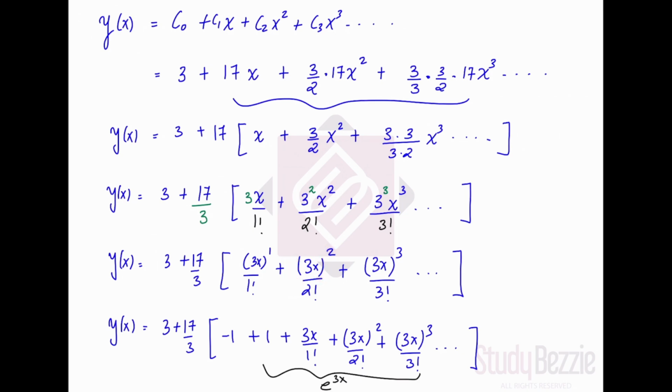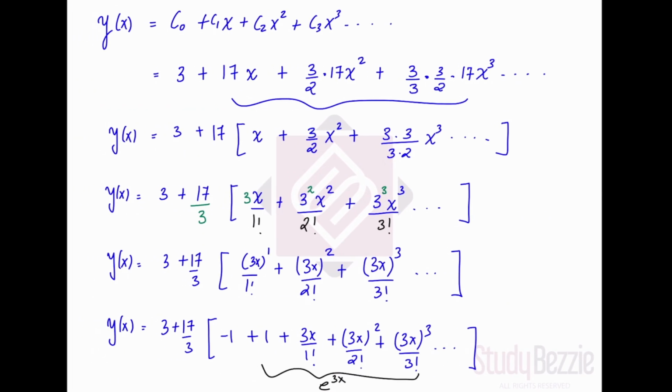And with that being said, the cherry on the cake was just having this extra 1 added up and giving us a perfect expansion of e to the power 3x. Now, the final thing is very easy. All you have to do is resolve this expression a little bit to get to the final result. So we have 3 plus 17 over 3 with a negative 1 and e to the power 3x. So all of those terms are now just going to be condensed into this e to the power 3x function.